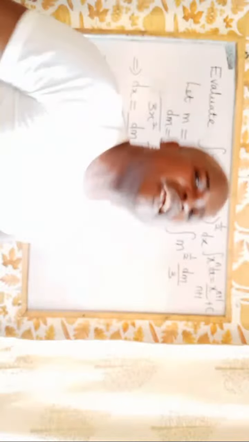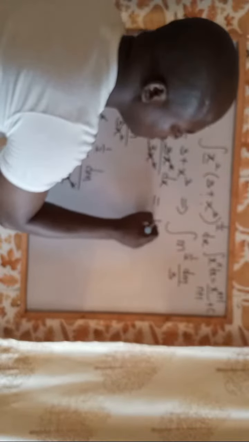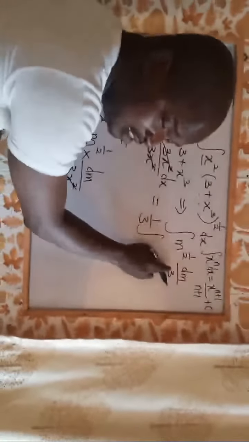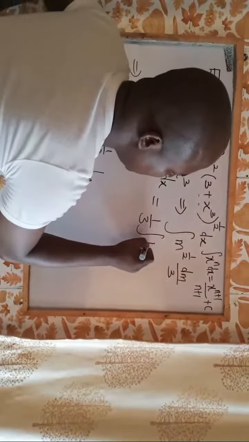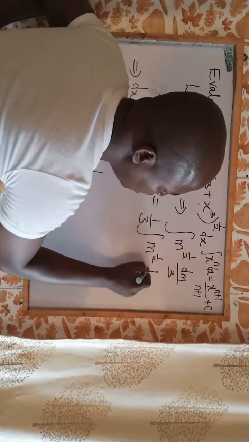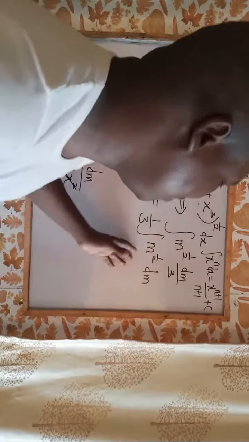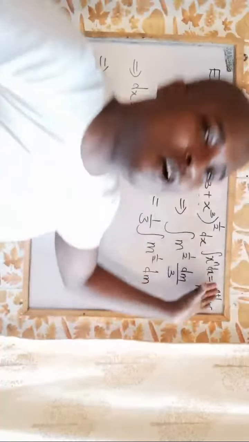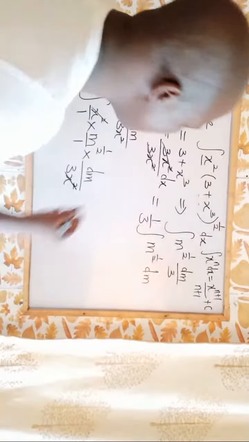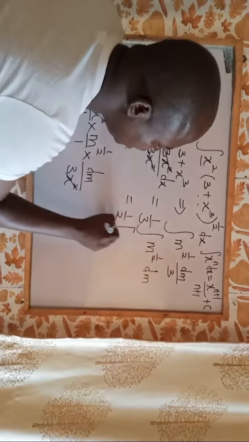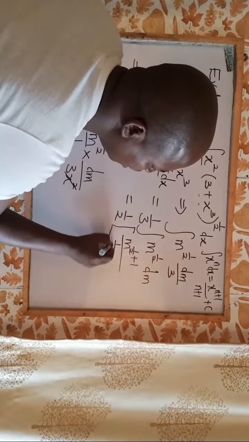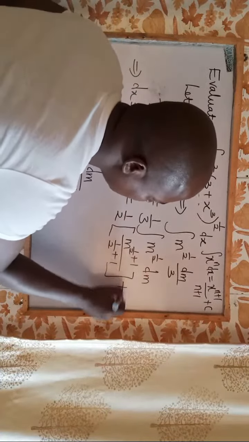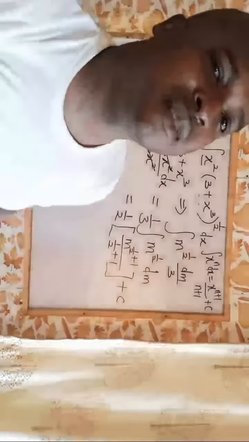Then I can now move the 3 to the back of the integral sign. That means I'm going to have 1 all over 3. As you can see, the 3 is a denominator. Don't make a mistake with that. It should be 1 all over 3. Then we have m^(1/2) dm. Then we can now integrate this by using the formula that is here. If I integrate this now, I will have 1 all over 3 into m^(1/2 + 1) all over (1/2 + 1). Then I'm going to have an arbitrary constant c.